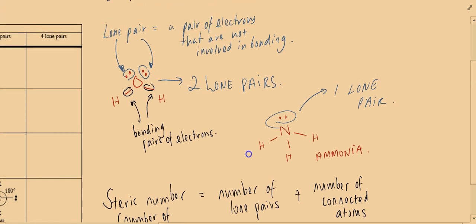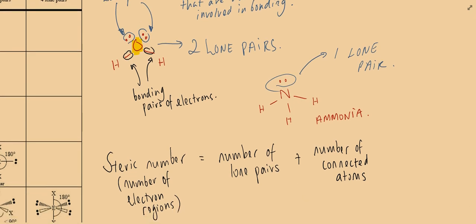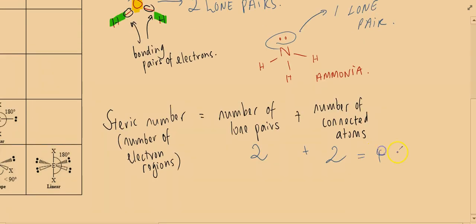So what do we mean by this? So with water, the central atom is oxygen, okay? And if we're going to try and calculate the steric number of oxygen in water, we would have to combine the number of lone pairs with the number of connected atoms. So we know that oxygen has 2 lone pairs. Now we just need to work out what the connected atoms are. And we can see that connected to oxygen by covalent bonds, we have 1 hydrogen, 2 hydrogens. So there are in total 2 connecting atoms. And that gives us a steric number of 4 for water.